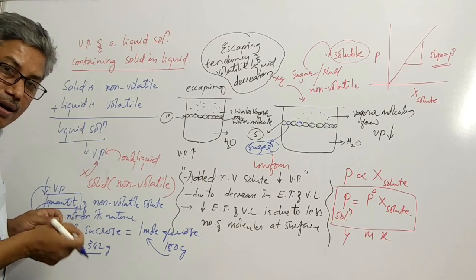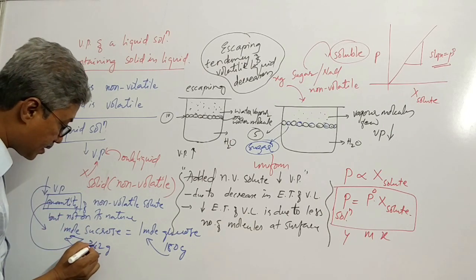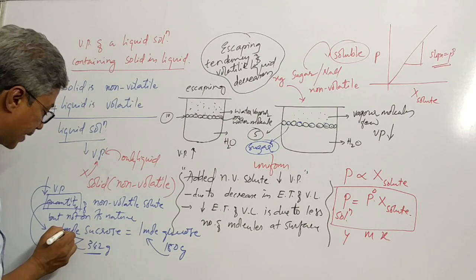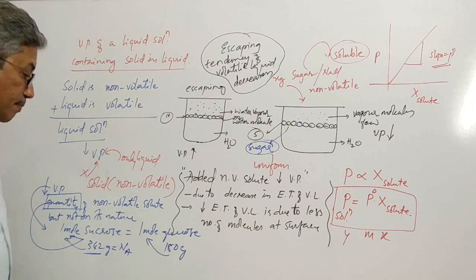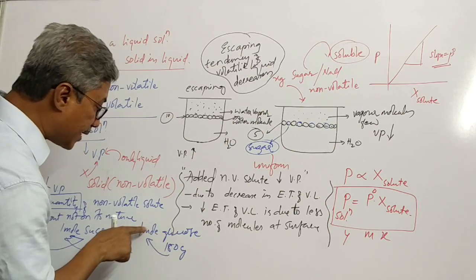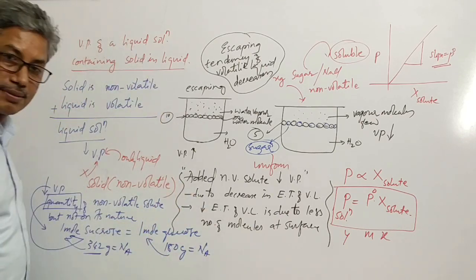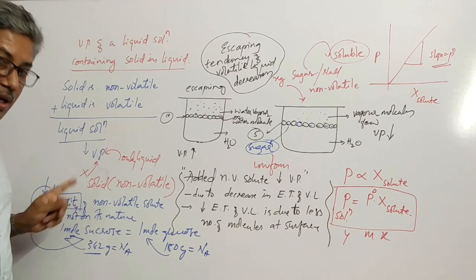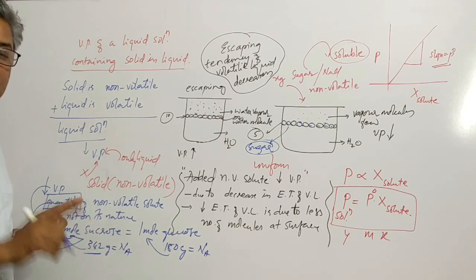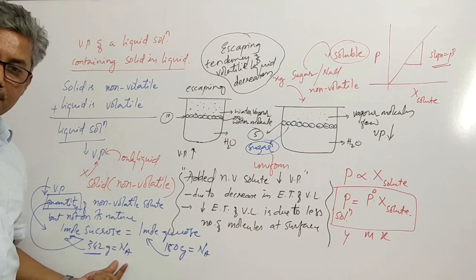The point of thinking is this. 342 gram of sucrose means 1 mole of sucrose. It contains Avogadro number of particles of sucrose. 180 gram of glucose means 1 mole of glucose. This also contains Avogadro number of particles. Clear, students? The quantity of the solute should be expressed in terms of mole, and mole is nothing but Avogadro's number. How many moles?